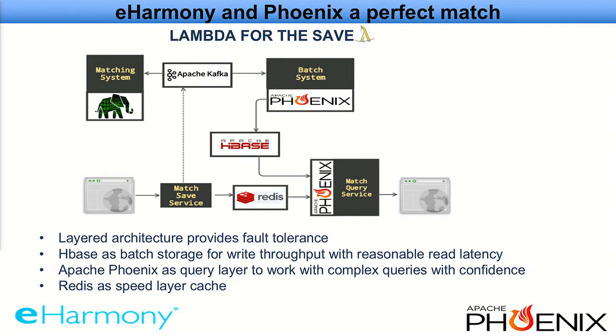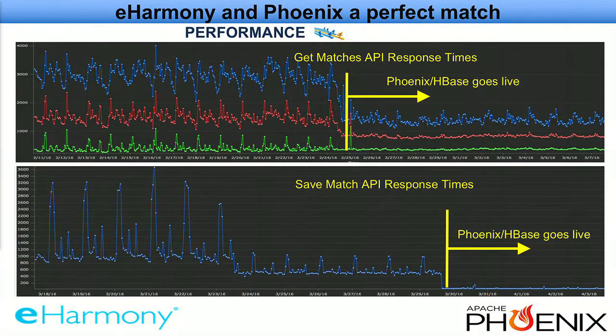At the same time, a user request is served by the query layer, where basically we get the batch data from the batch system, which is HBase, and the delta from the speed storage, which is Redis. And we merge that data set and present it to the user. Boom, what happened? There you go.